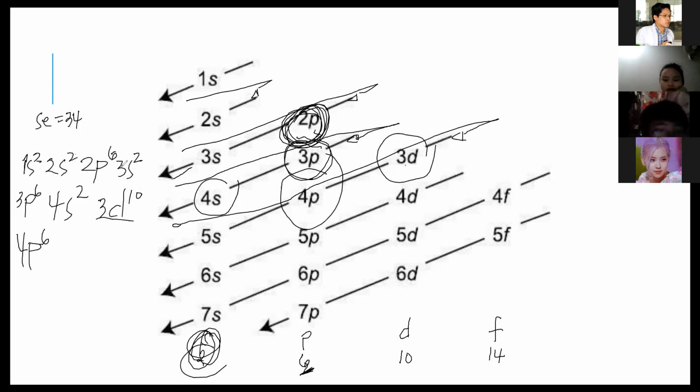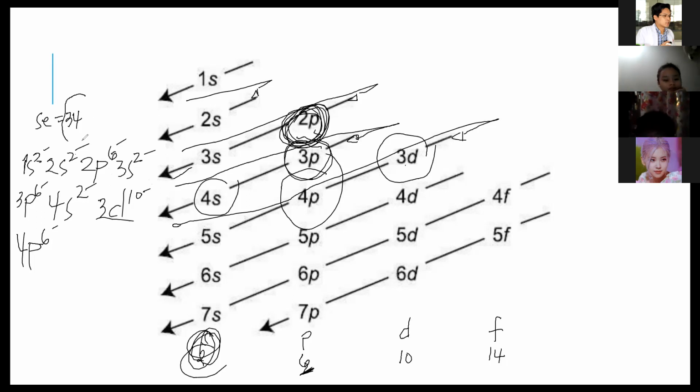You will count the superscripts. So 2 plus 2 is 4. 4 plus 6 is 10. 10 plus 2 is 12. 12 plus 6 is 18. 18 plus 2 is 20. 20 plus 10 is 30. 30 plus 6 is 36. Right? So it's 36, correct? Yes, sir.